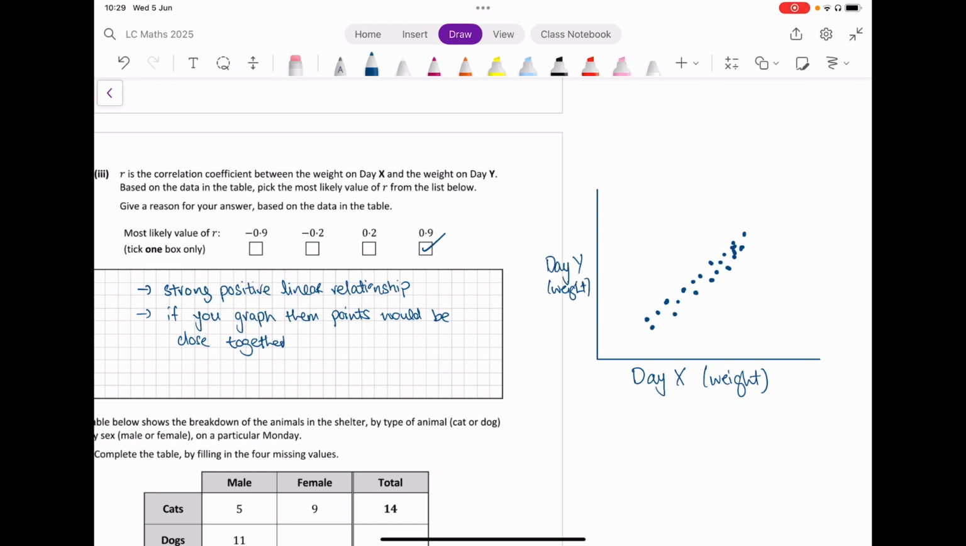So if we were to look at something that looked like a minus 0.2, that would look something maybe like this, where they're not necessarily as aligned, they're not as close together.